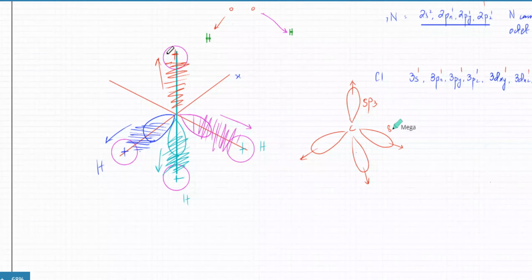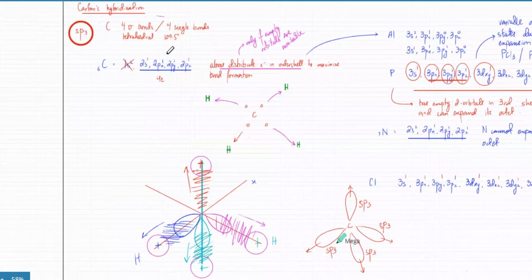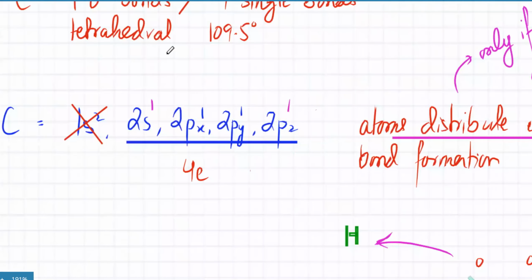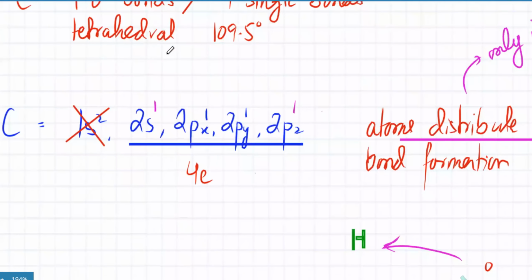And because all of them look exactly the same, you start calling all of them Sp3 hybrid orbitals. So it's the same orbitals that you had, but now their shape has changed. These 4 orbitals, when bonding, are known as Sp3 hybrid orbitals, and they are identical. They all look exactly the same.